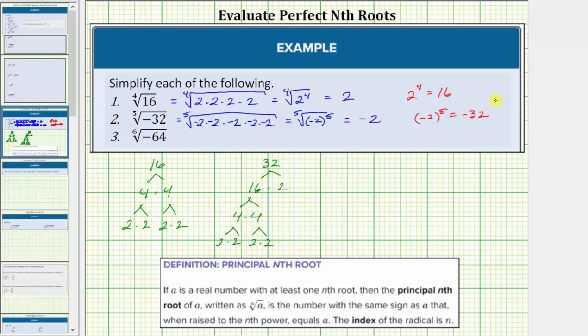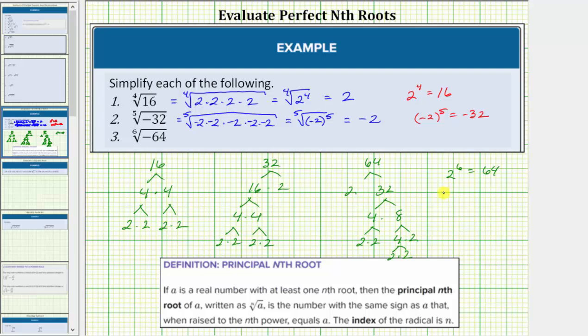And now for the last example, we have the sixth root of negative 64. So we're looking for a real number raised to the sixth power that equals negative 64. Again, let's ignore the sign for a moment and determine the prime factorization of 64. Well, 64 is equal to 2 times 32, and we already know the prime factorization of 32 is equal to 5 factors of 2. So we know 2 raised to the sixth power equals 64, but we're looking for a real number raised to the sixth power that's equal to negative 64.